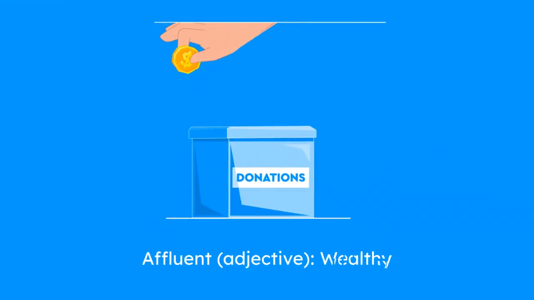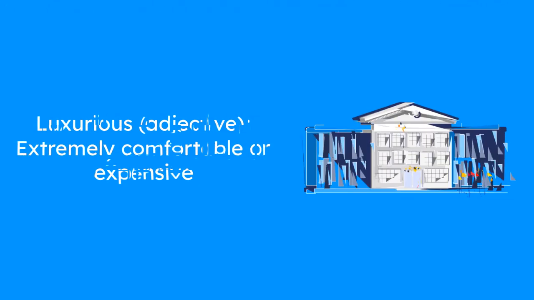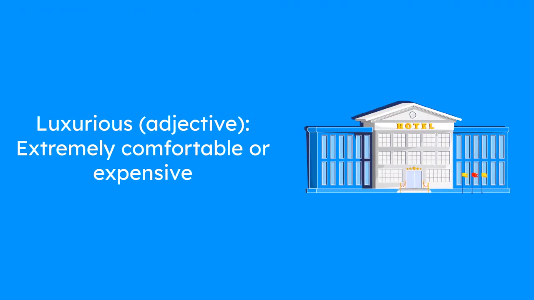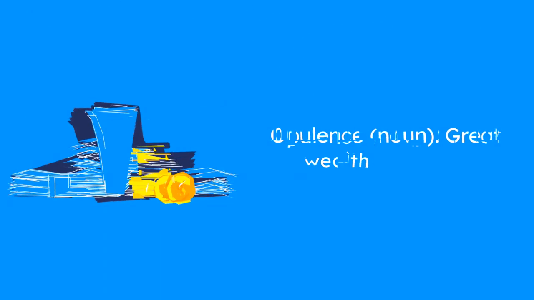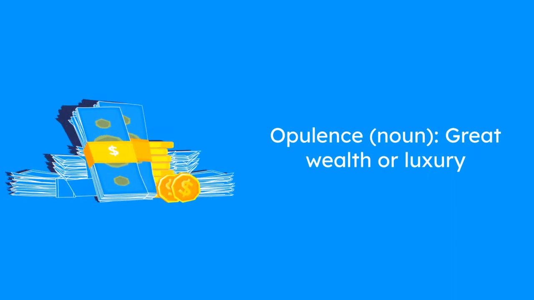Affluent, adjective, wealthy. Example: the affluent family donated to charity. Luxurious, adjective, extremely comfortable or expensive. Example: they stayed in a luxurious hotel. Opulence, noun, great wealth or luxury. Example: the opulence of the mansion was breathtaking.